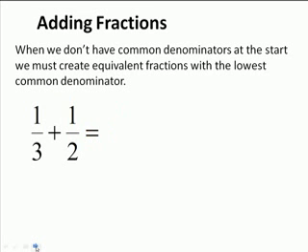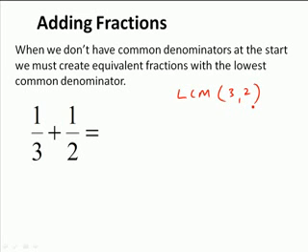Alright, what happens when we don't have a common denominator at the start? Then what we need to do is create equivalent fractions with common denominators. So I've got 1/3 plus a half. I can't add those the way they are. I must make 1/3 and 1/2 into equivalent fractions with the same denominator. So I need to find the lowest common denominator. And the lowest common denominator is the lowest common multiple of 3 and 2.